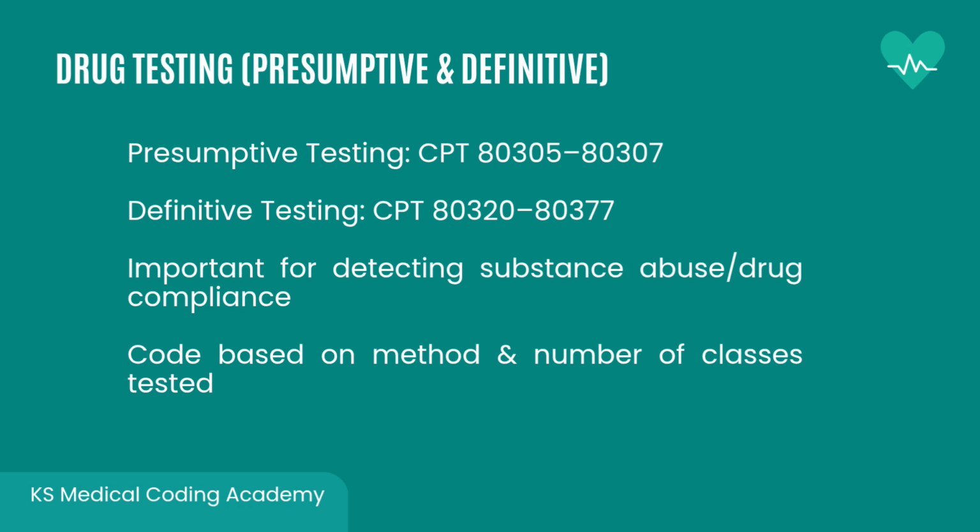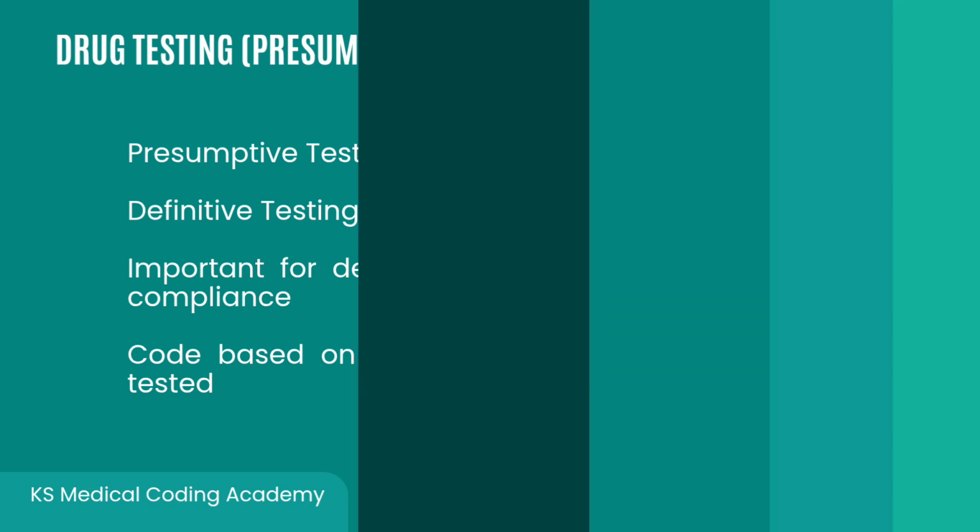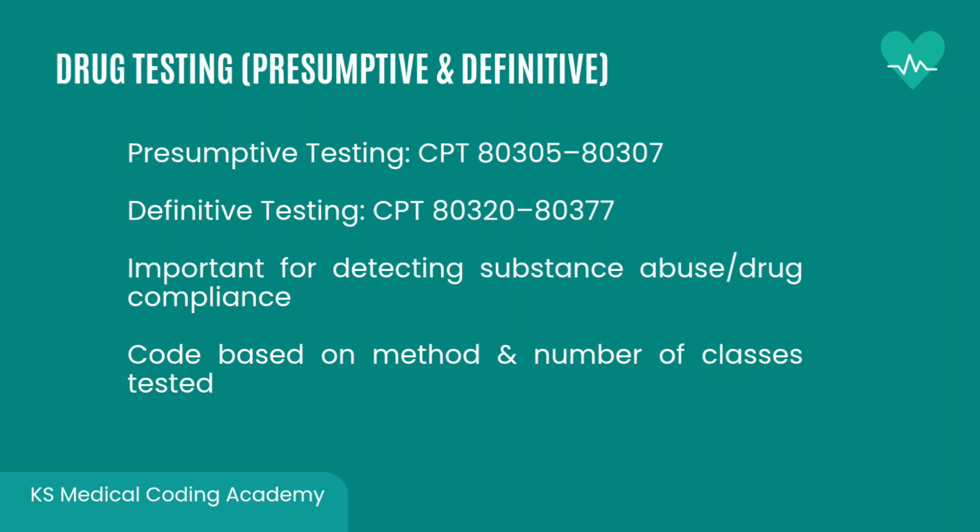Presumptive tests use methods like immunoassay and are often qualitative. Definitive tests use more precise methods like GCMS or LCMS and are usually quantitative. The code you choose depends on the testing method, number of drug classes, and units tested.